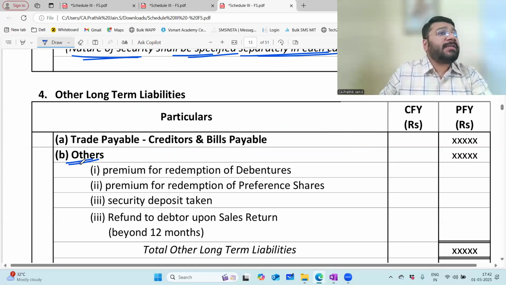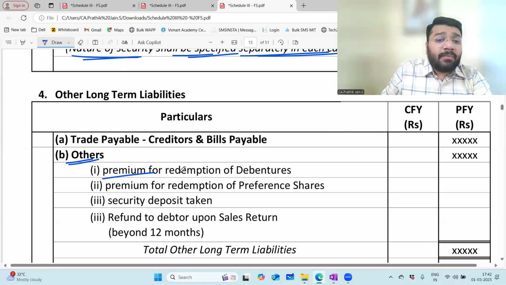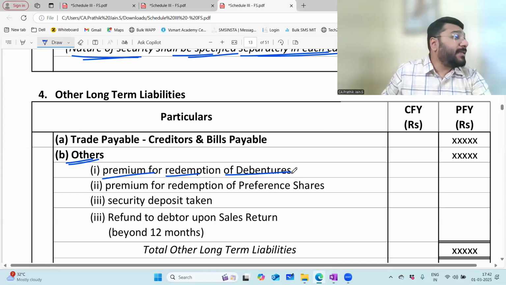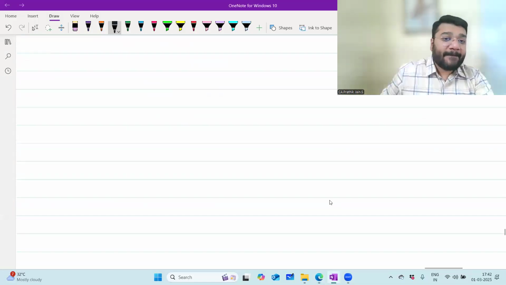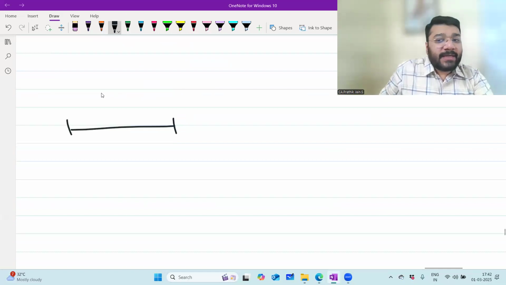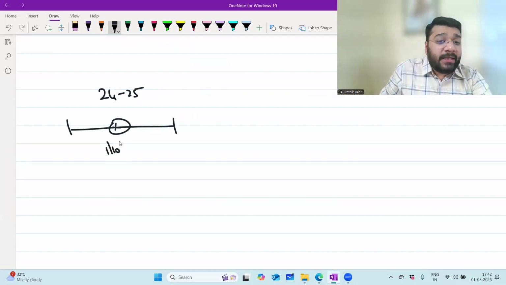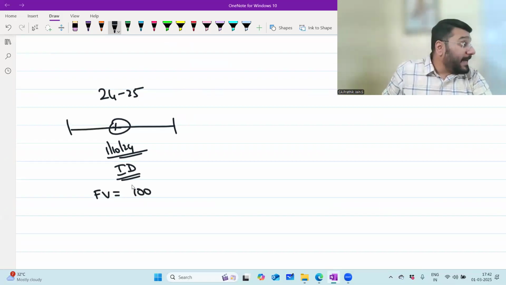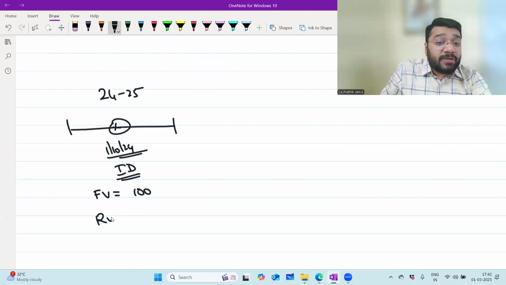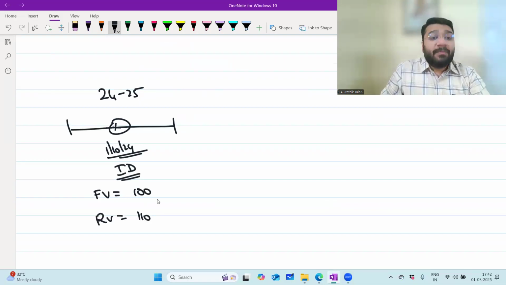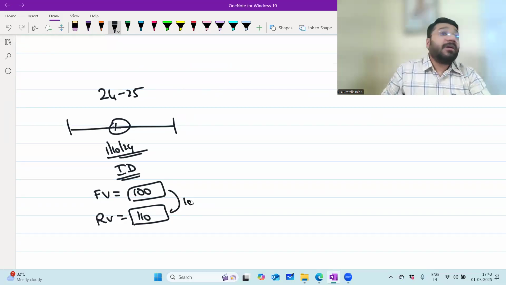Now, the other category. They have not given examples, so I have given examples. Premium for redemption of debenture. You studied this in CA Foundation. What is this? Yes, this is the current year 24-25. You have issued the debenture, let's say on 1/10/2024. What is the face value of the debenture that you issued? 100. But you said that when you redeem it, the redemption value is 110 rupees. Means you're receiving 100 rupees today, but in future when you're going to pay, how much are you going to pay him? 110 rupees. How much excess are you paying? 10. When are you going to redeem this?